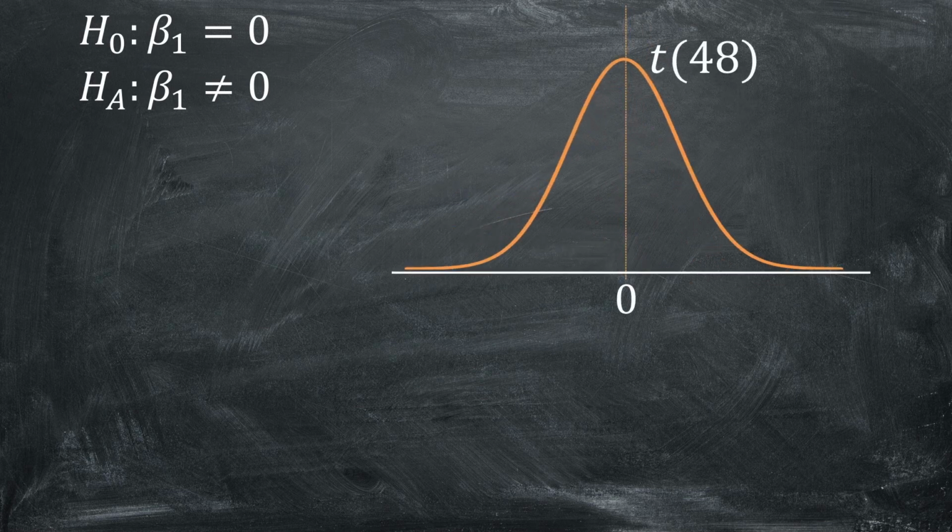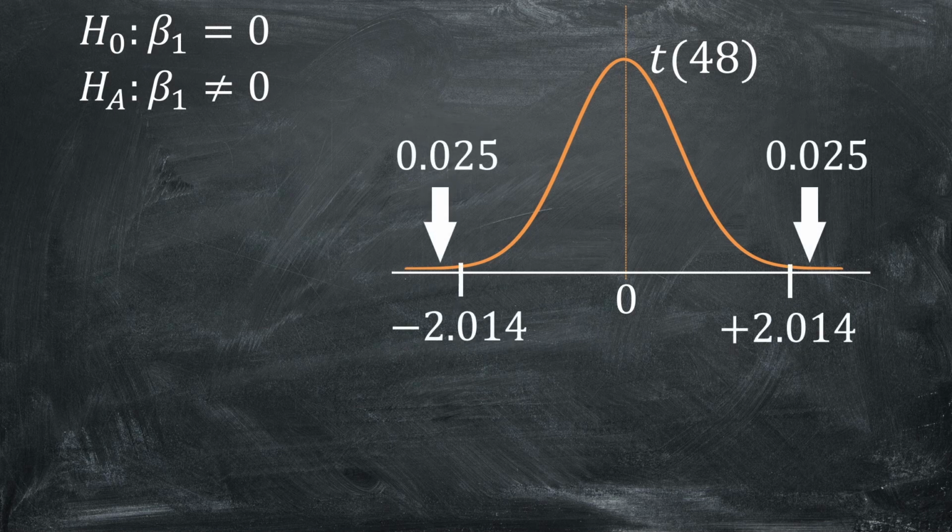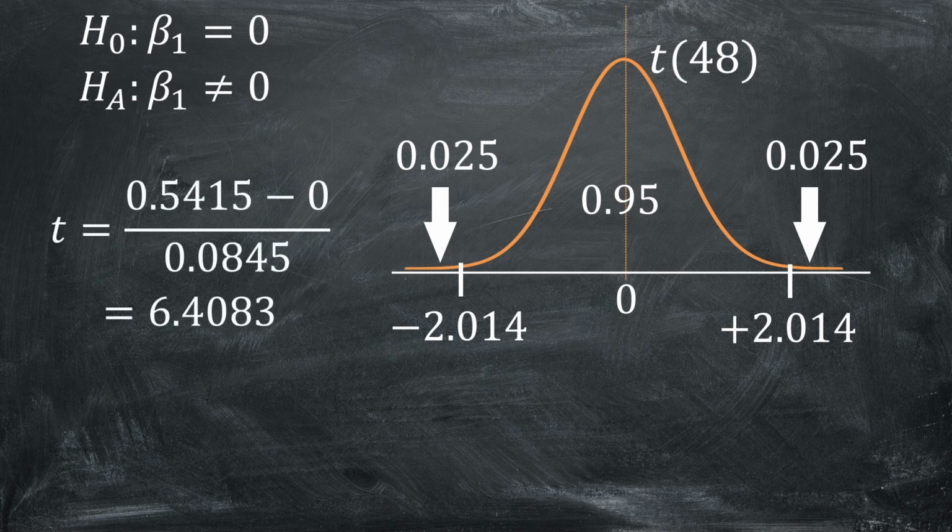This is the distribution of our test statistic, assuming the null is true. We got critical values that put 2.5% into the tails, and there's 95% in the middle. And we're going to reject the null hypothesis if our test statistic is either in the upper tail or in the lower tail. In other words, if the absolute value of our test statistic is bigger than 2.014. And we can see our test statistic is definitely bigger. It's 6.4083.